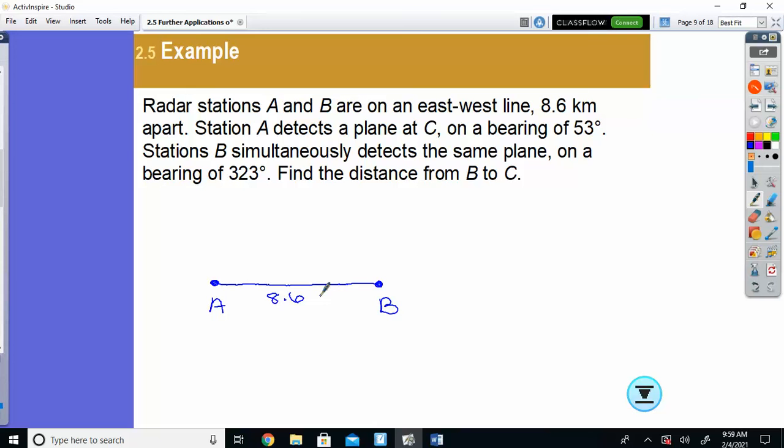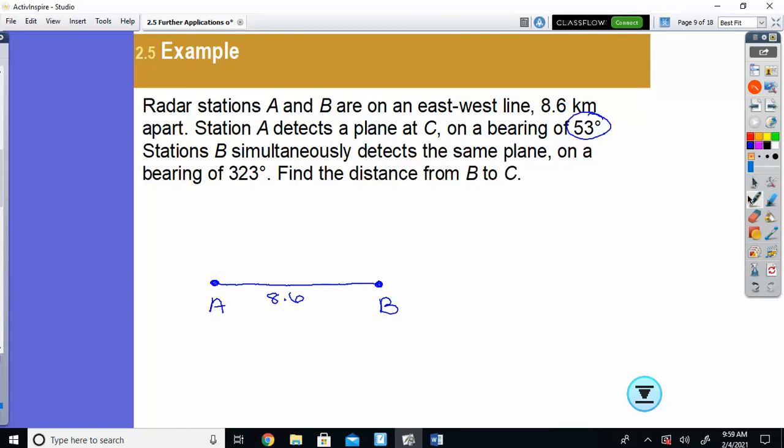All right. Next, it tells us that station A detects a plane at point C on a bearing of 53 degrees.